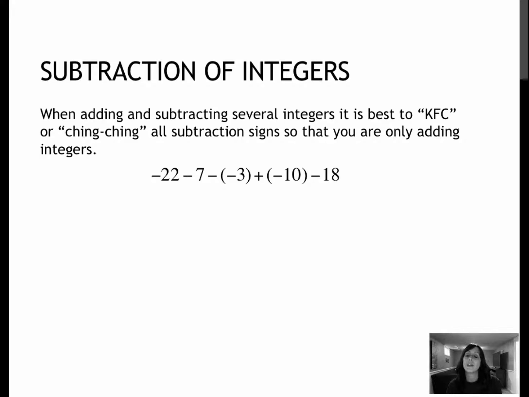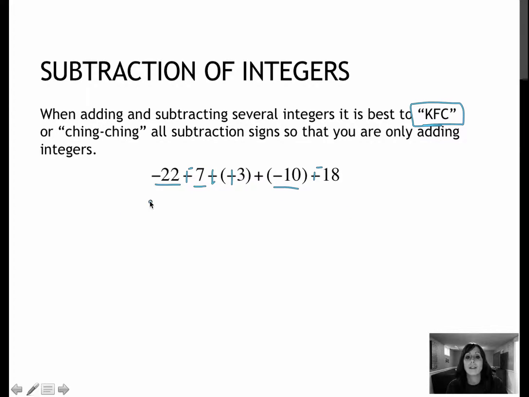Just as we did with addition, I wanted to do one subtraction question. Quite often this is where students will make mistakes, and so I highly recommend KFCing everything. So in this case, I would keep, flip, change that +7 to negative. I would keep, flip, change that -3 to positive. Notice this is a plus, so I'm not going to KFC a plus sign. I only do that for subtraction. But here I'm going to keep, flip, change.